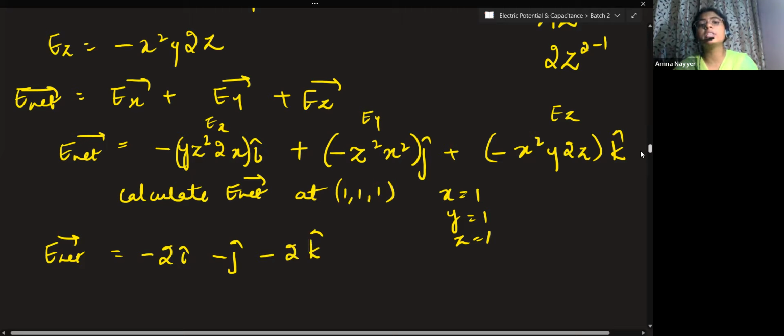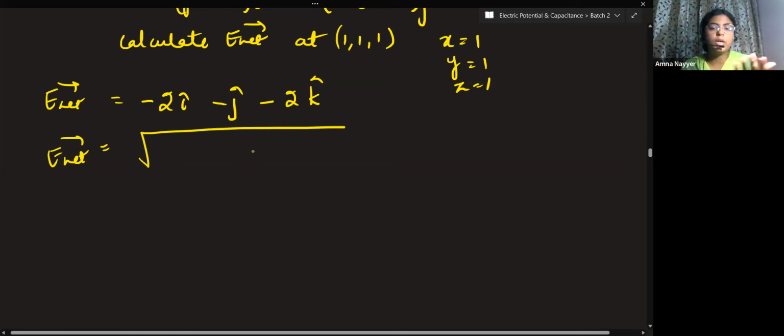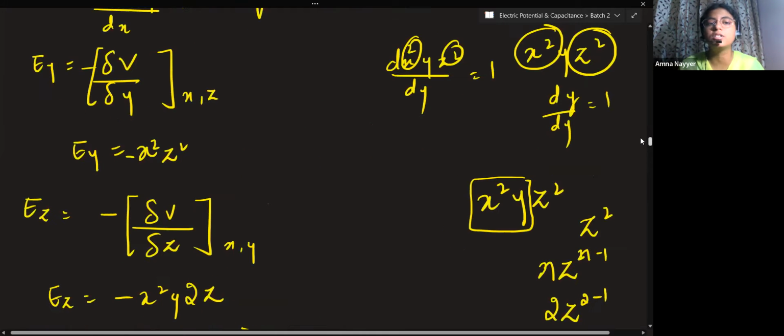And even if the question extends further, if it asks you the magnitude of electric field, then the net electric field is given by... How do you take out the magnitude if you are given a vector? Take the coefficients, square them and add them. So this question can extend, and this is how you have to use partial differentiation.